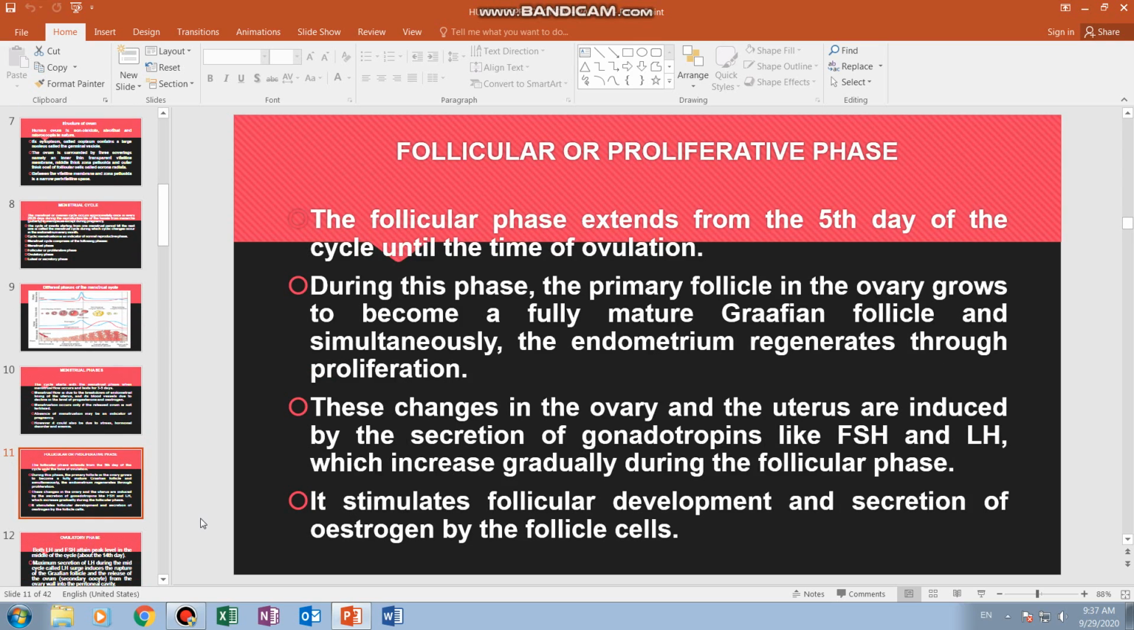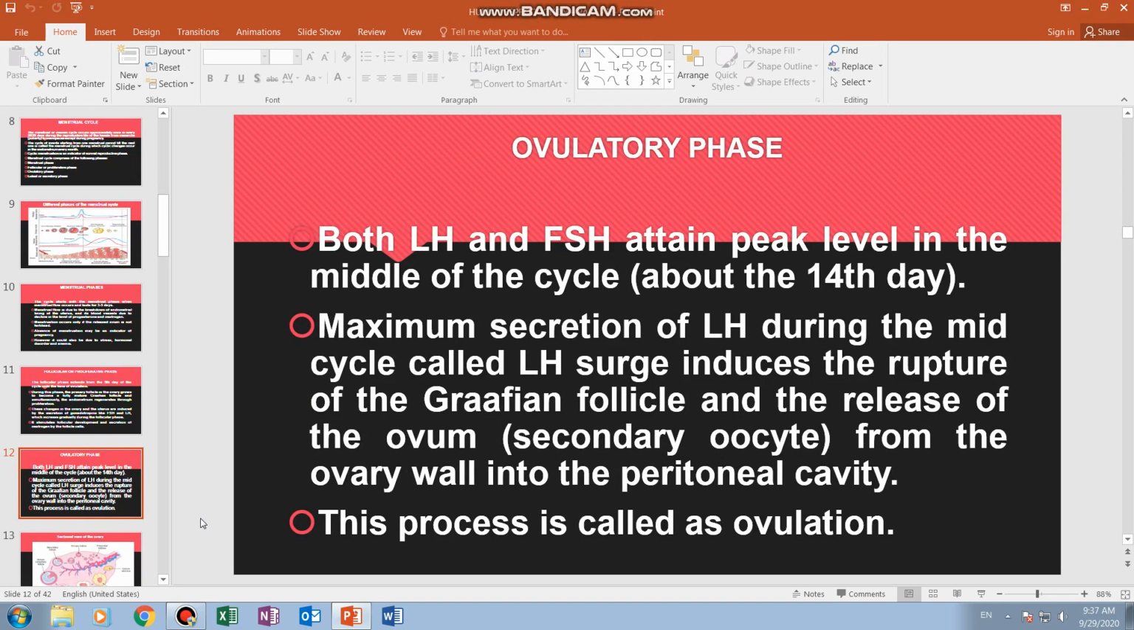And the follicular phase refers to the growth of the primary follicle into the Graafian follicle. FSH and LH levels increase. And the ovulatory phase refers to the release of the ovum or the secondary oocyte from the ovary into the peritoneal cavity. This is called ovulation. And here LH surge refers to the highest or peak level of LH, and FSH also attains a peak level.